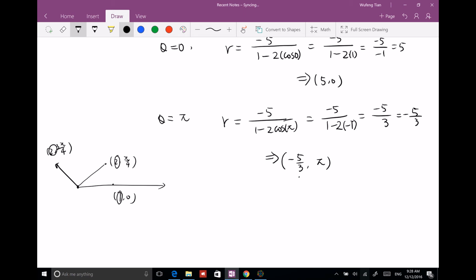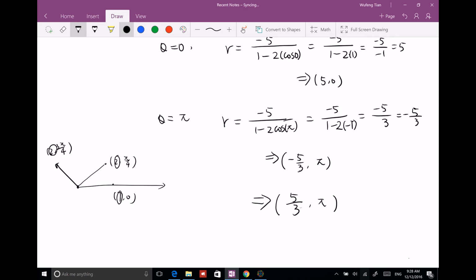Since this is negative, you can change this into positive. For example, I change the negative 5 over 3 into positive 5 over 3. That's what I need. I cannot just say I changed negative into positive. That's not okay. If you change this from negative to positive, then you have to do something on the angle.